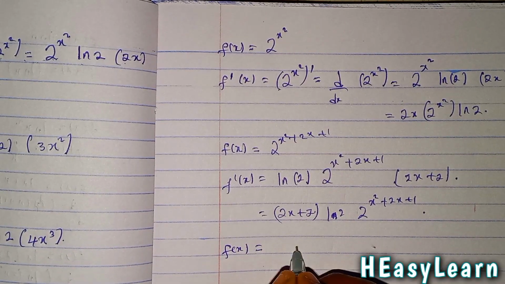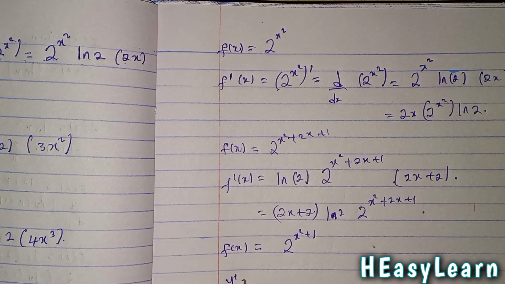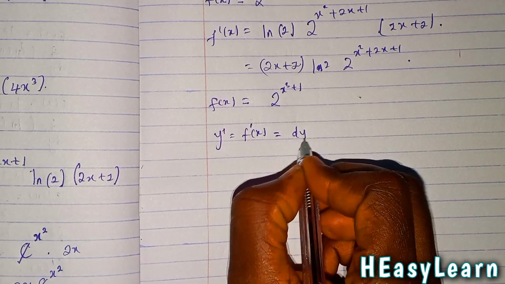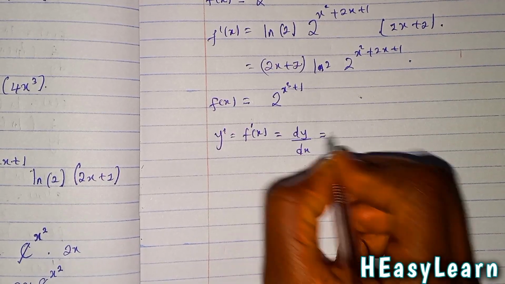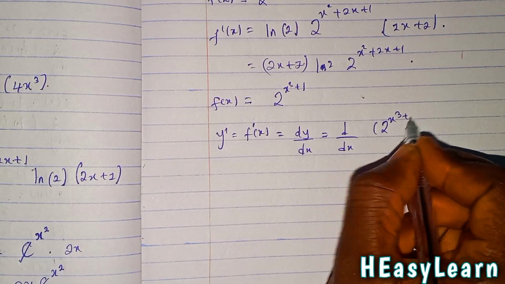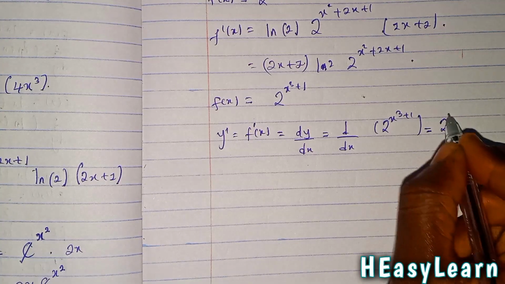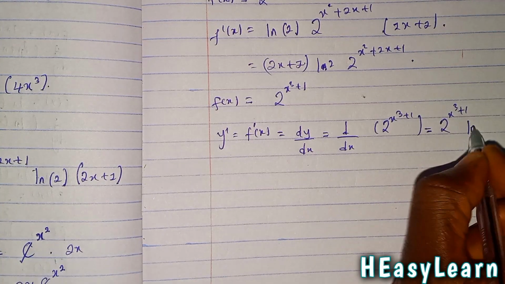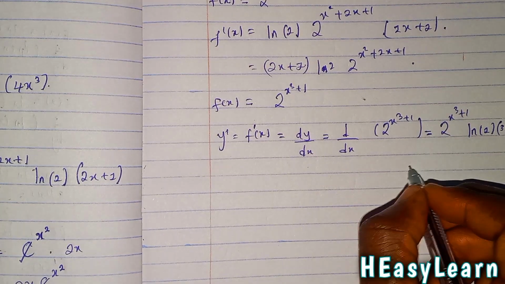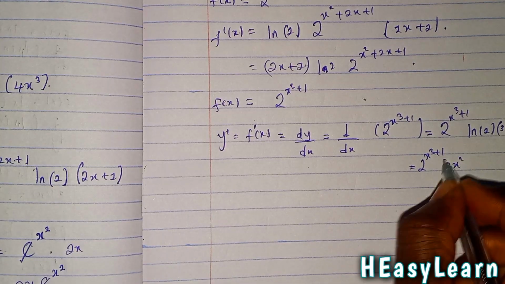F of x equals 2 to the power of x cubed plus 1. What is going to be the derivative of this function by first principle? By the idea of first principle, without going through the long process of first principle, keep the function 2 to the power of x cubed plus 1, ln of the base, multiplied by the derivative of the power. This is the same thing as 2 to the power of x cubed plus 1, 3x squared ln 2.